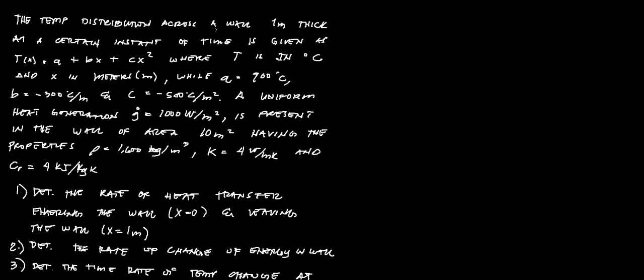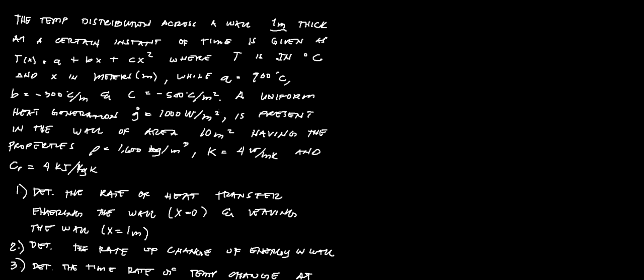Temperature distribution across a wall 1 meter thick at a certain instant of time is given by this function: T as a function of x is equal to a plus bx plus cx squared, where T is in degrees Celsius and x is in meters, while a is equal to 900 degrees Celsius, b is equal to negative 300 degrees Celsius per meter, and c is equal to negative 500 degrees Celsius per square meter.